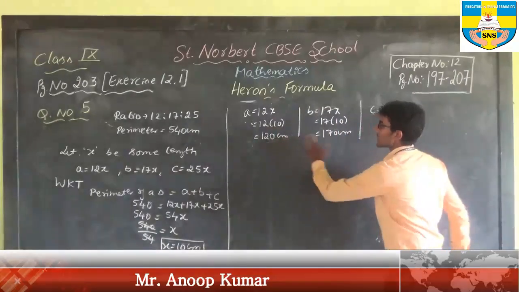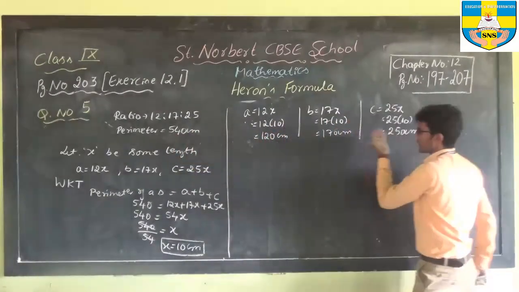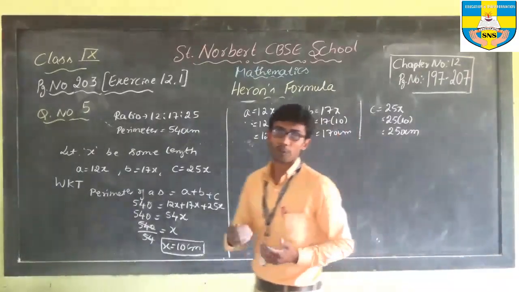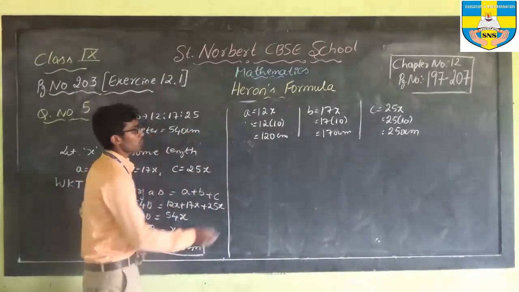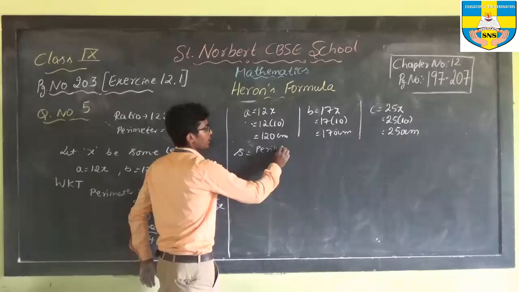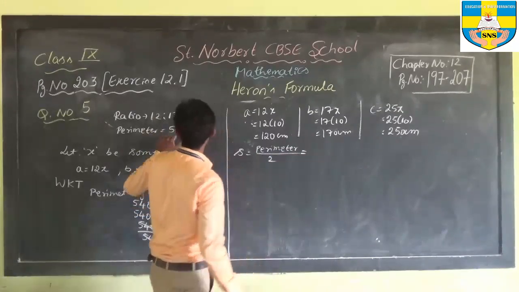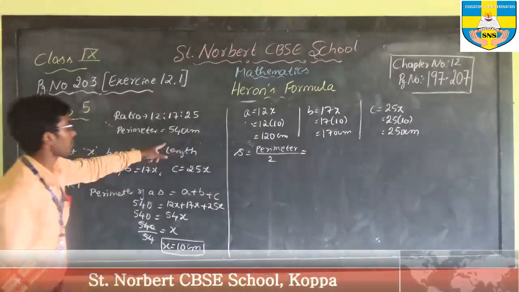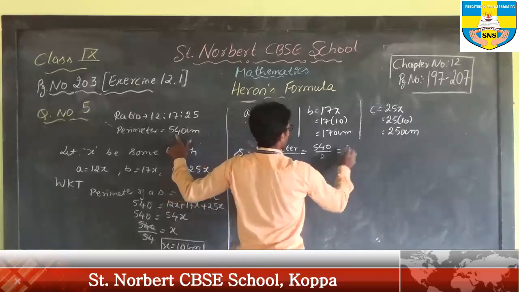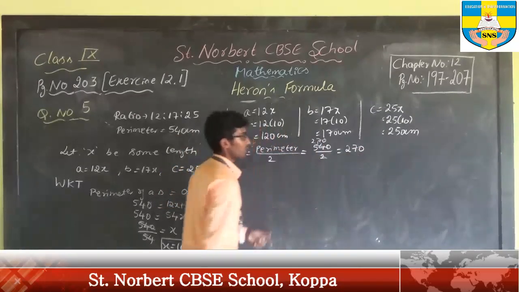When you add these three, you should get the perimeter of 540. Of course, you are going to get this. If you add, you can observe you will be getting 540. Now we can come back to our previous calculation. First, you need to calculate the semi-perimeter. S is equal to perimeter by 2 or A plus B plus C by 2. Both are correct. Since the perimeter is already given, I am choosing perimeter by 2. 540 by 2 is 270.